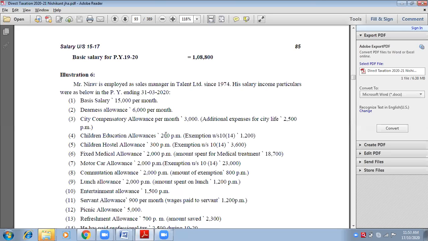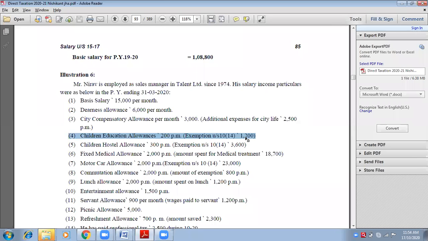Where you have written less exempted under section 10 subsection 14, make a bracket there. 100 per month per child. Now make another bracket. 100 into 12 into 1. One child, per month means you have to convert it into 12 months. So 100 into 12 into 1. So what is the exemption? 100 into 12 into 1 means 1,200. And it is already given, 1200.